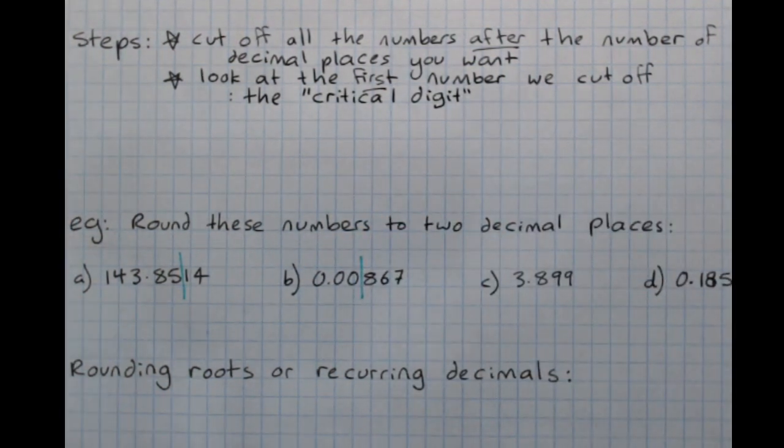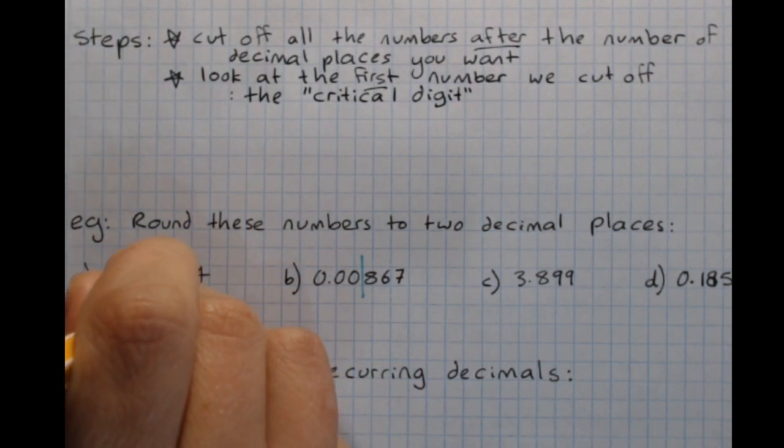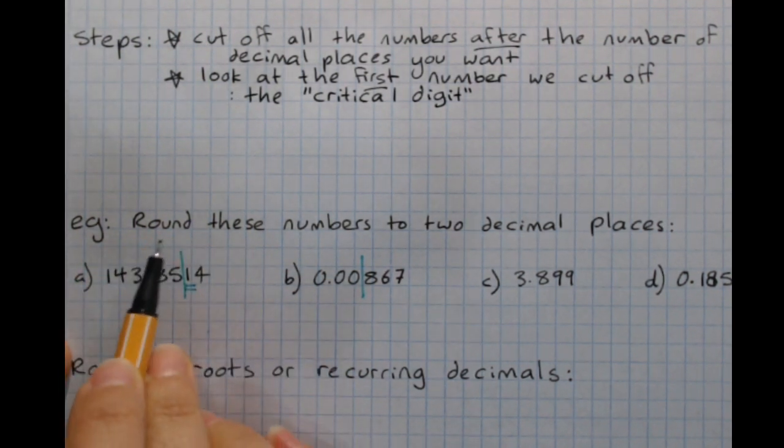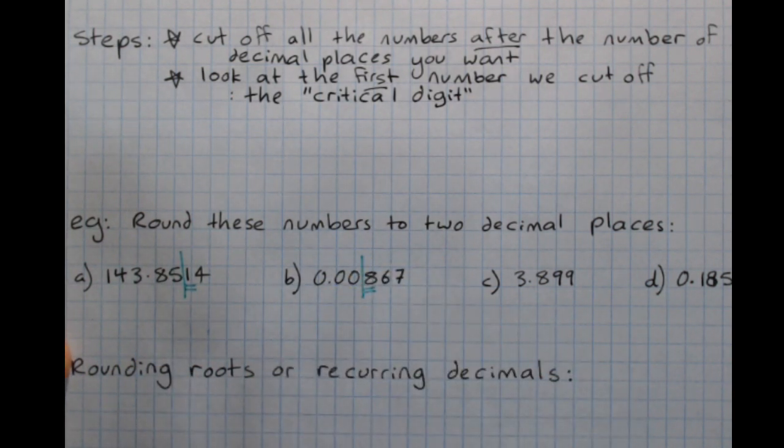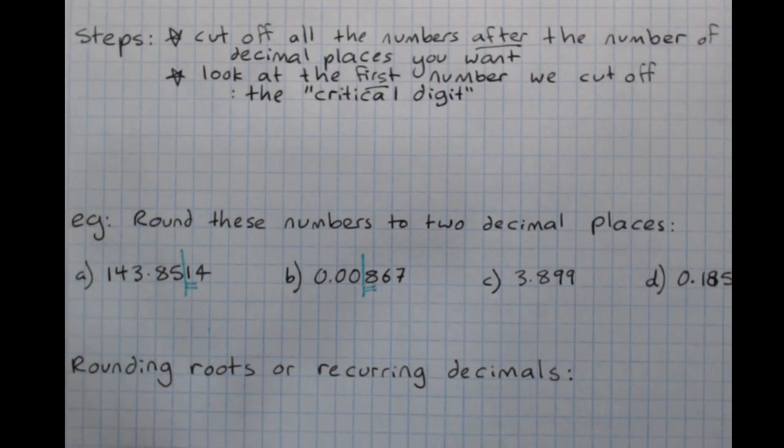And it's a good idea to underline the critical digit, the first number that we cut off when we removed our other decimals. And that number is the one that makes it clear what's the most accurate rounded version of this number.